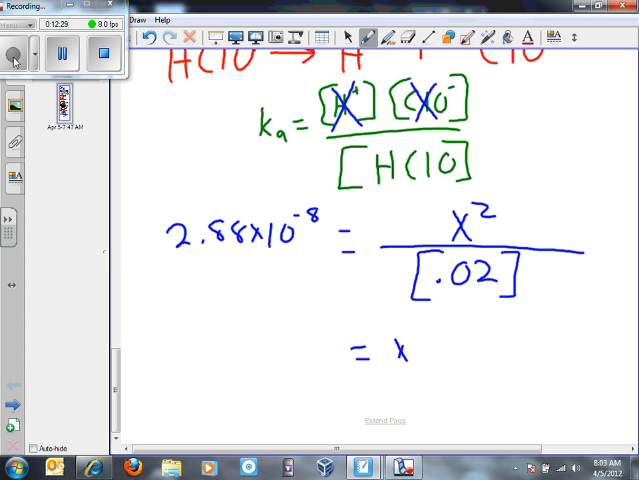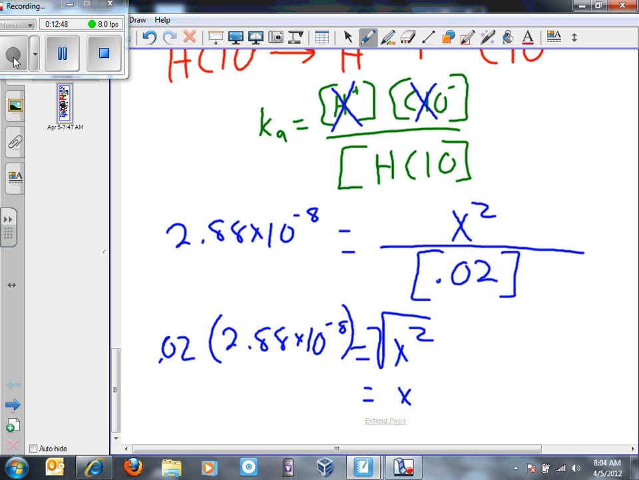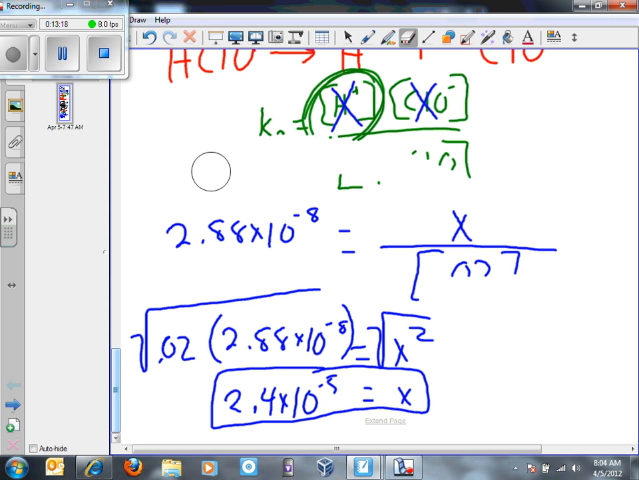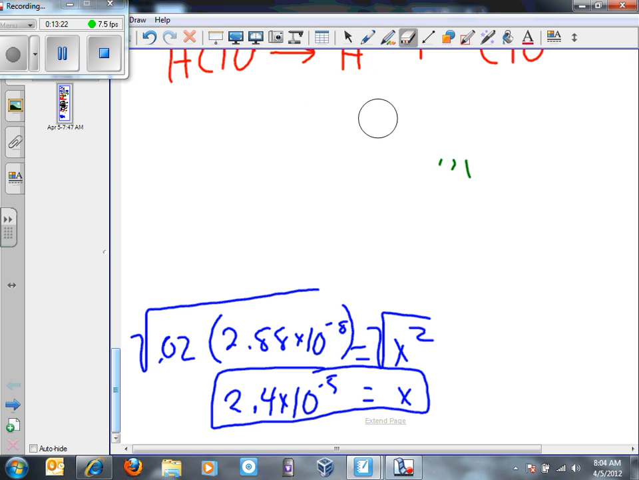If we solve for x squared, we have 0.02 times 2.88 times 10 to the negative 8th. Take the square root of both sides, and we'll see that our x is equal to 2.4 times 10 to the negative 5th, and that x, like we stated before, is our concentration of protons. Then to finish this off, we just take the negative logarithm of that.